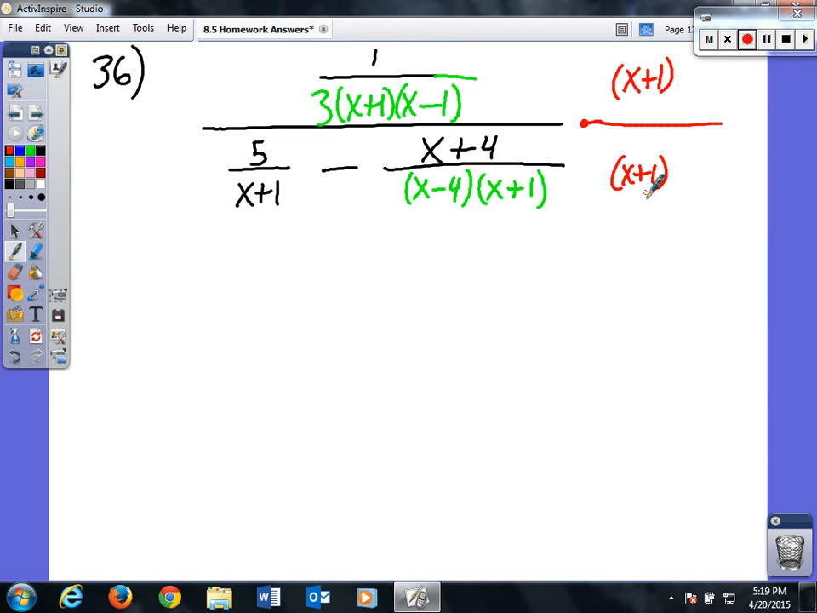All right. On the top, we also have a 3, so we're going to need to put a 3 on there, because we need that 3 to cancel in the denominator. And there's an x minus 1 on top, so we're going to need to multiply that through. And then there's an x minus 4 on the bottom of the overall fraction, so we're going to need to multiply that as well.